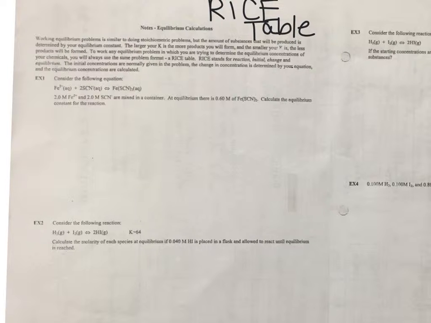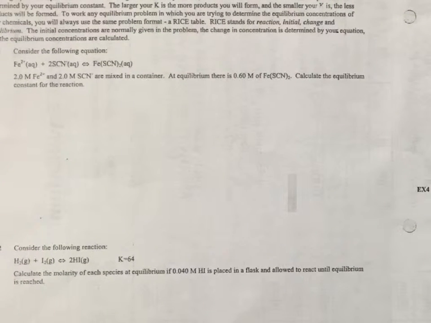All right, so for our example number 1, you guys can read it on your own paper. It just says to consider the following equation. By the way, what color is FeSCN2? Does this reaction look familiar to you? You did it yesterday. Station B. Yeah, it's the orange-red color. It's the blood-looking color, okay? All right, so this is your reaction from yesterday, basically.